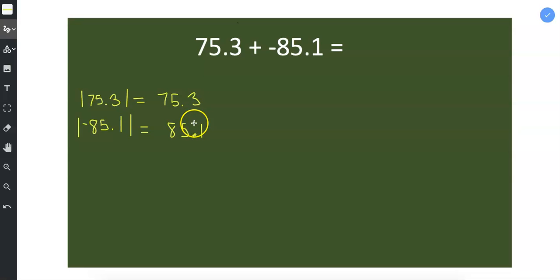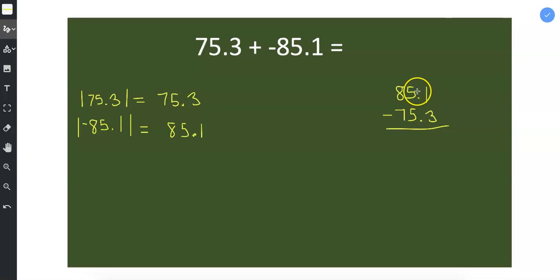So now that they're both positive, we can compare and see which one is larger. Well, 85 is larger than 75, so 85 is the larger value. So we're going to put the 85.1 at the top and the 75.3 at the bottom. Make sure you line up the decimals. When you add and subtract decimals, you have to line up the decimals. Now, signs were different, so we're subtracting.